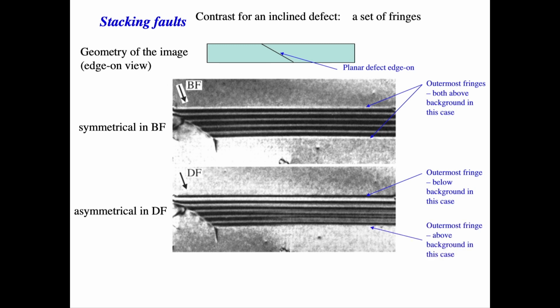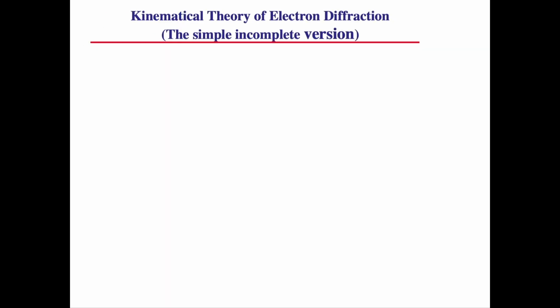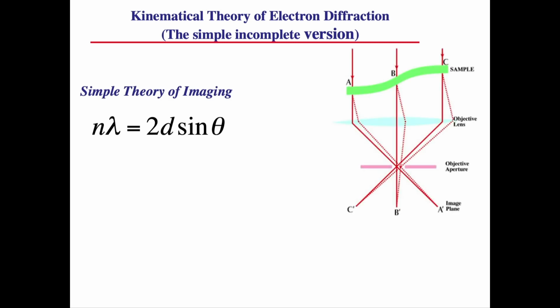Okay. So we'd like to understand why we have symmetrical fringes in bright field between the top and the bottom, and where we have asymmetrical in the dark field image here. And again, we can't tell that from what I call the geometrical theory of electron diffraction, right? Just simply Bragg's law. So I call this the simple incomplete version. If I can press the button correctly. All right, so we have this. We know what Bragg's law is.